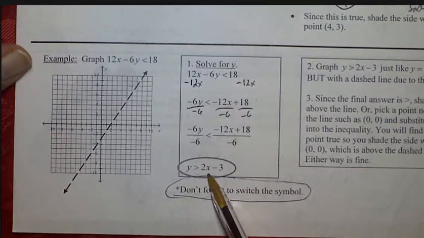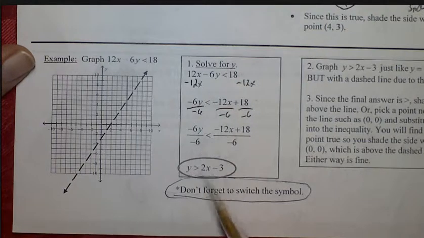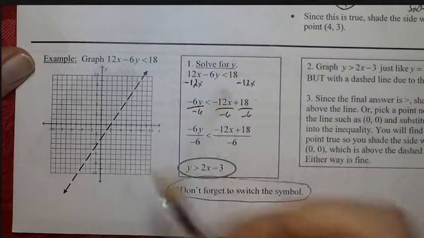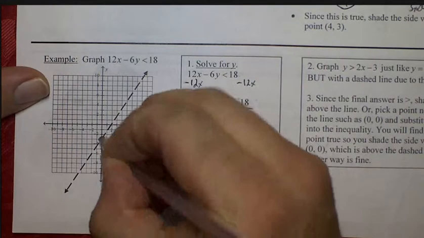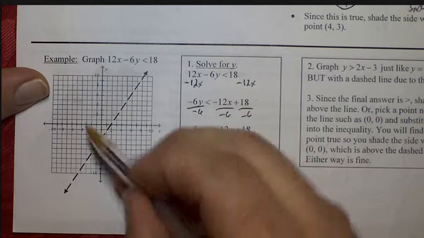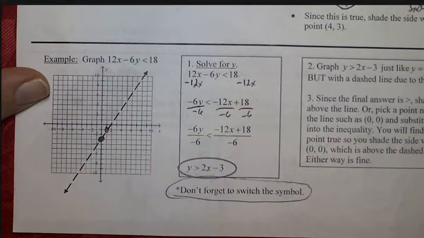So start at the y-intercept, negative 3. Then use your slope: up 2, to the right 1. Up 2, to the right 1. There are our two points. Draw your line. And again, you're drawing a dashed line because of that symbol. That's why it's dashed. Now what we've got to do is shade our region.